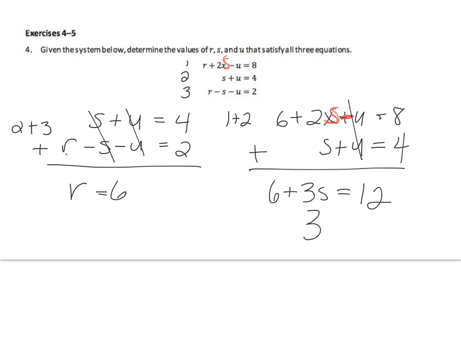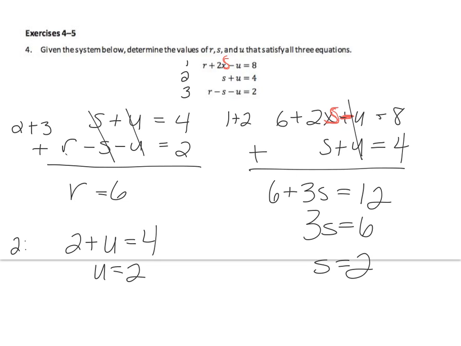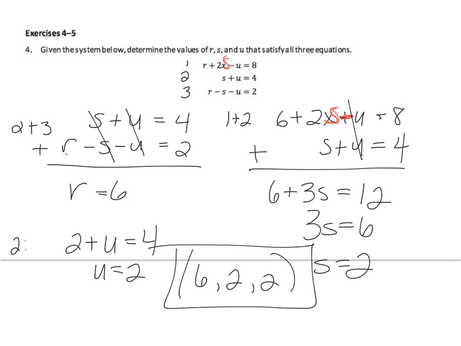Subtract 6 from both sides. Divide both sides by 3. So we have s equals 2. Let's just use equation 2. I have 2 plus u equals 4. Subtract 2 from both sides. And then you should write them in alphabetical order. And you have your answer.